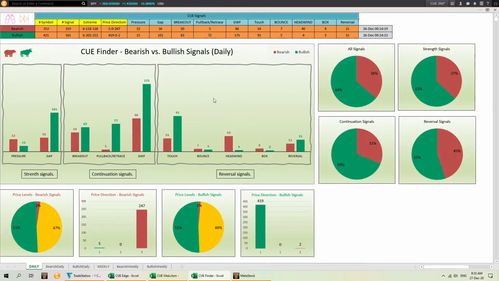If I look at the daily period, the last trading day, then it is more bullish than bearish. All signals 64% bullish, strength signals 63%, trend continuation 69%, reversal signals also 55% bullish. So overall, the last trading day was bullish.